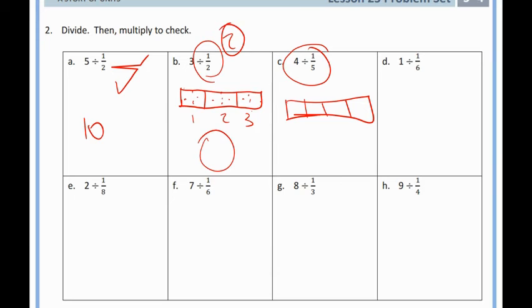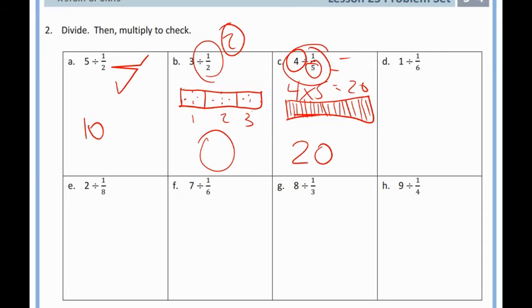The pattern is that whatever this whole number is times this denominator is how many pieces we have. So if I took 4 and I divided each whole by 5, 1, 2, 3, there's 5 pieces. There's 5 pieces. There's 5 pieces. And it's really hard to count. And if I count all those up, I'm going to get 20. Because 4 times 5 equals 20.